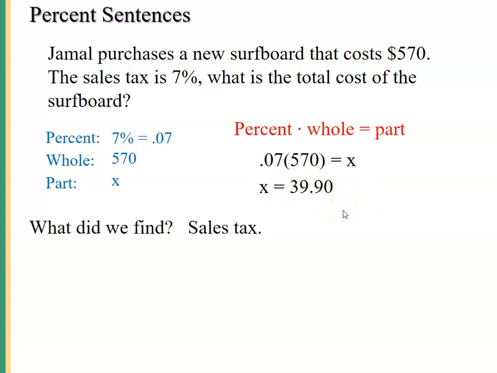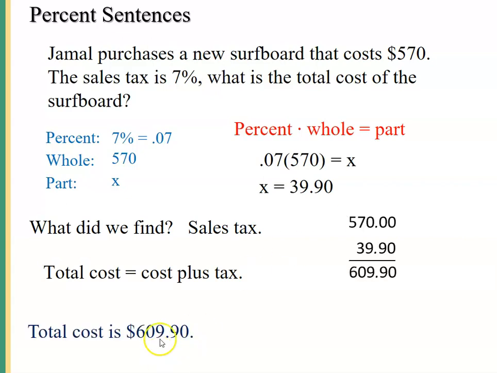So what did we find? We found the sales tax. The total cost equals the cost plus tax. So the total cost is $609.90. That is how you get the cost plus the sales tax. When you buy things at the shopping center, you can see the tax. That is how they find the tax for the items that you're going to buy.